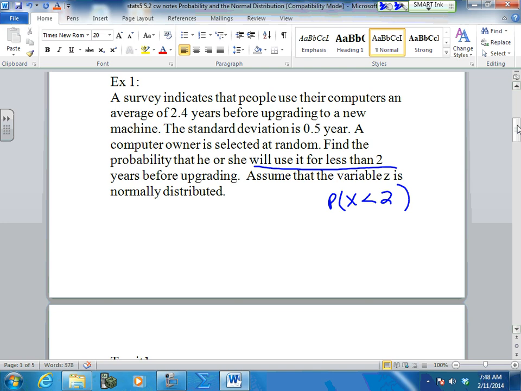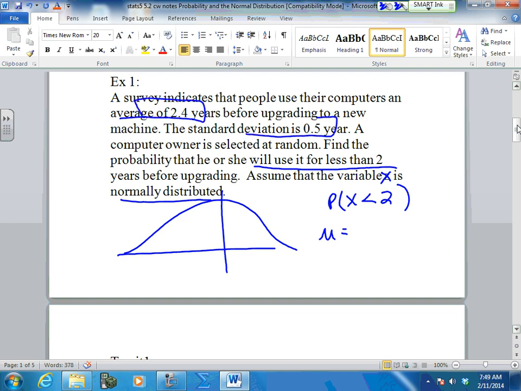Assume that the variable x is normally distributed. We need to know this. We need to know that it's normally distributed. The mean is right here. These are the two pieces of information you're going to need: your mean and your standard deviation. Okay? And I'm on example 1 in your book, so if you want to line it up to that, it's on page 229.